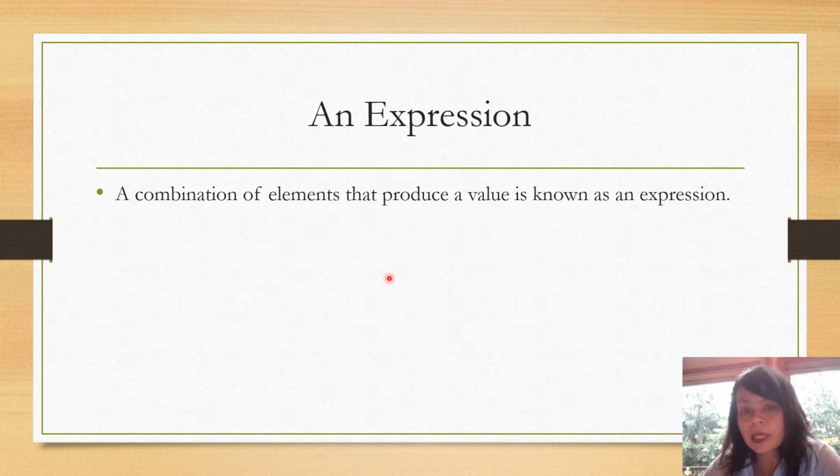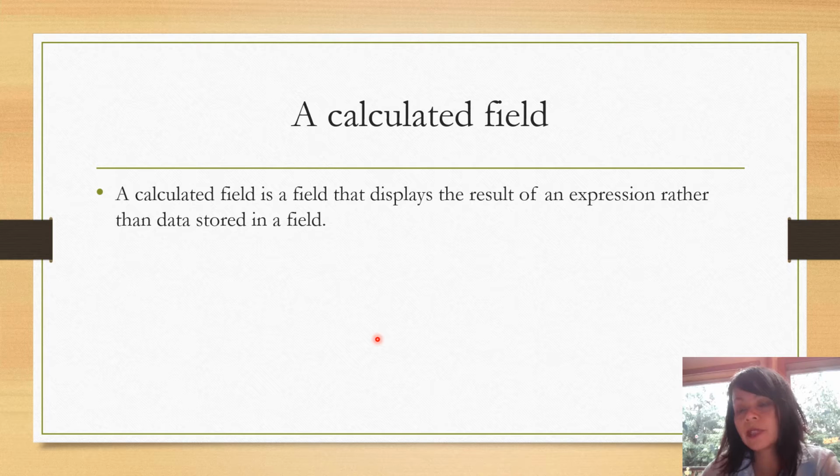Next, let's take a look at what an expression is. So an expression is a combination of elements that produce a value. And a calculated field is another term that you need to learn. A calculated field is a field that displays the result of an expression, rather than data stored in the field.